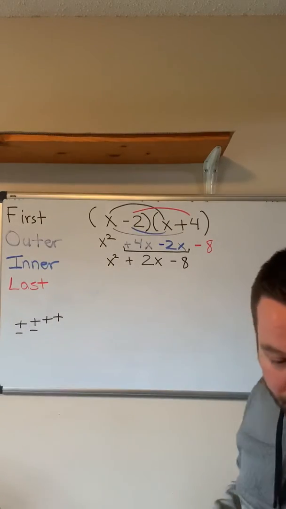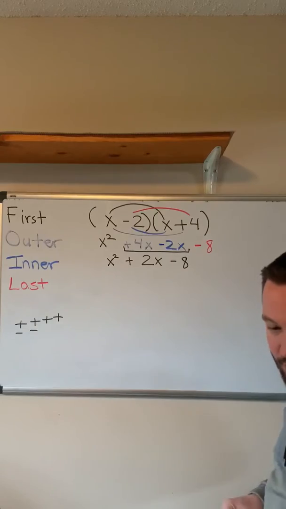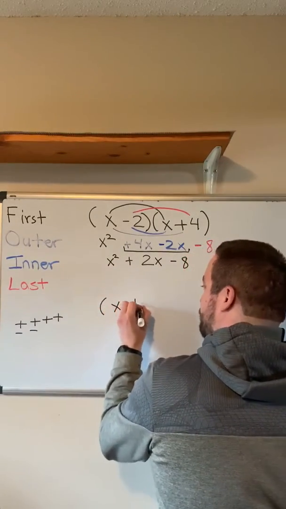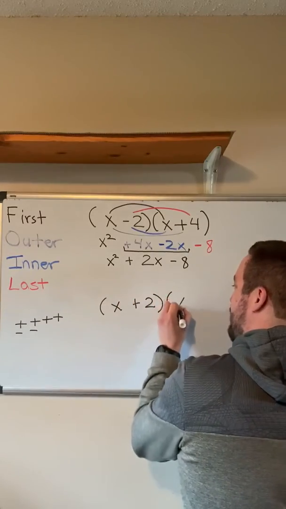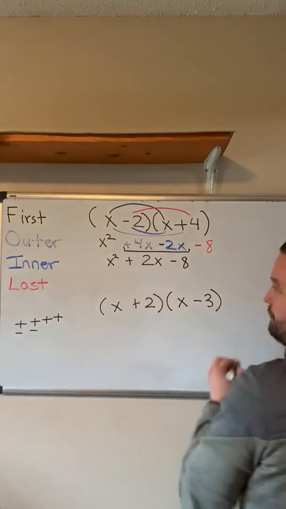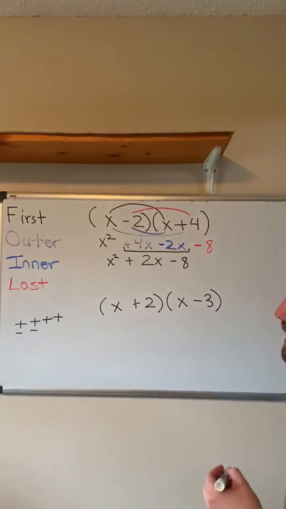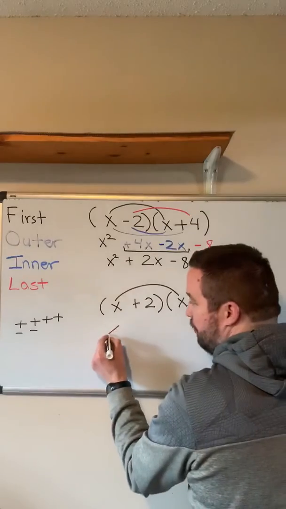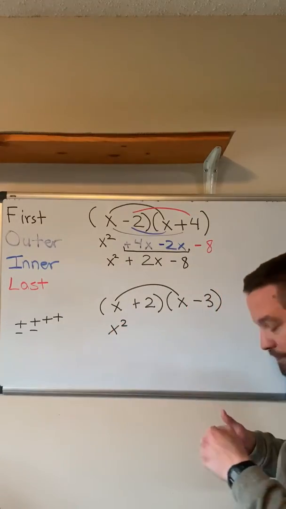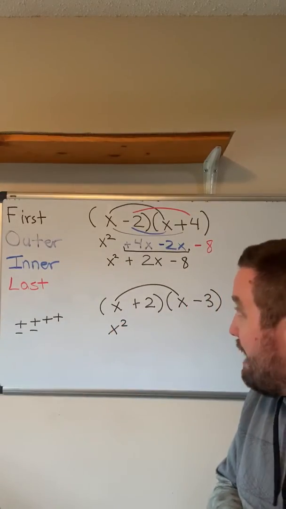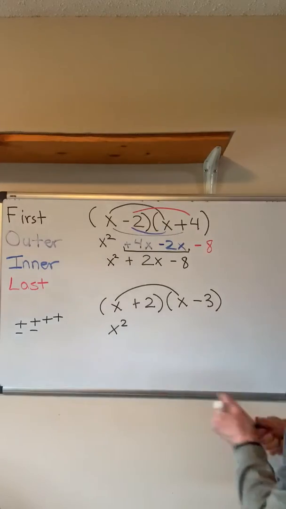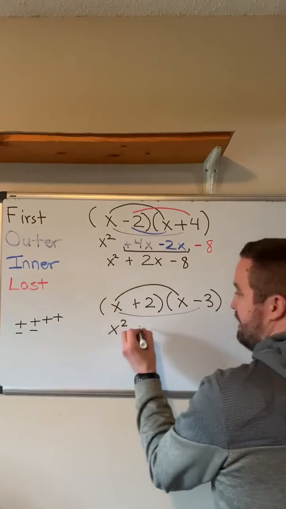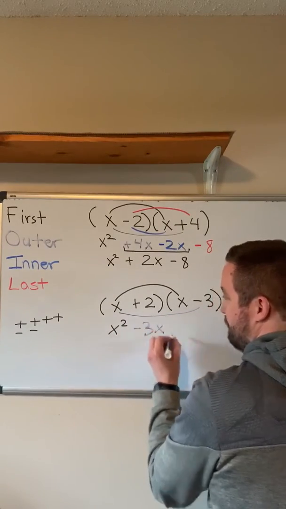Okay, so let's go with this guy here. Let's go with x plus 2 and x minus 3. And my process stays the same. First, outer, inner, last. I'm going to have x times x, which is x squared. My outside terms, this is going to be x times negative 3, which is a negative 3x.